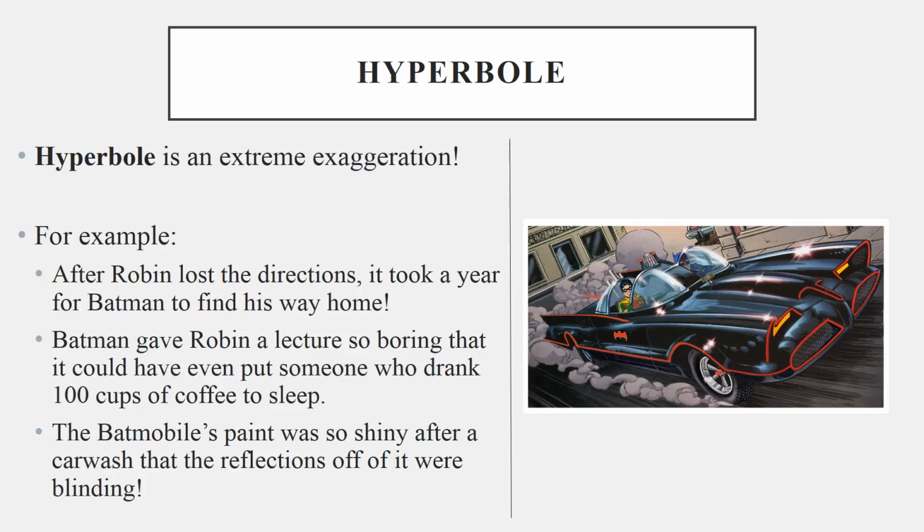Batman gave Robin a lecture so boring that it could have even put someone who drank 100 cups of coffee to sleep. So, despite the fact that the story could have been very boring in this lecture, we know chances are, if you had 100 cups of coffee, you probably wouldn't go to sleep. The Batmobile's paint was so shiny after car wash that the reflections off of it were blinding. We know that the reflections aren't literally blinding, but we could tell they're very shiny.